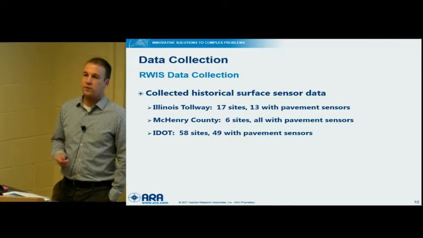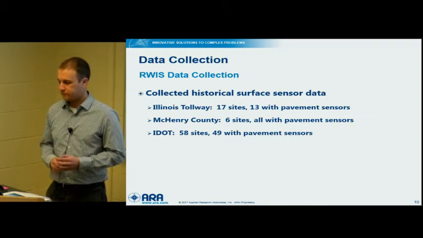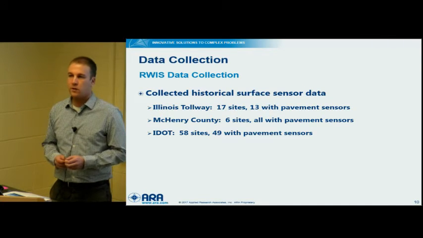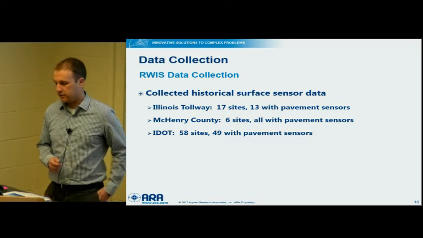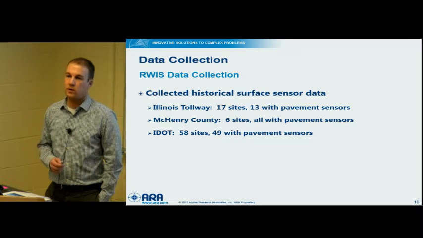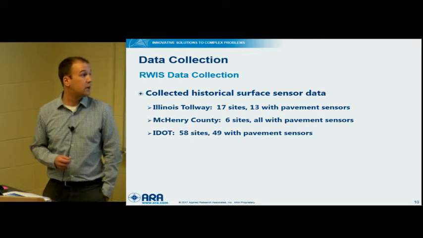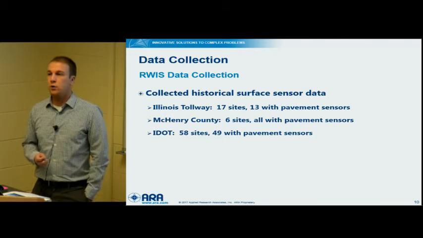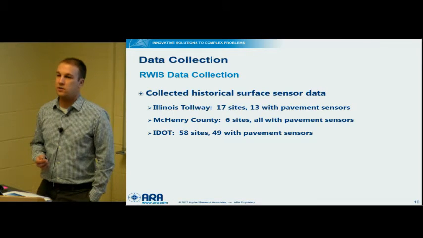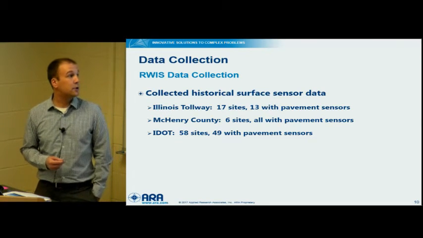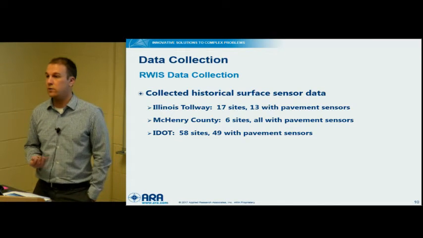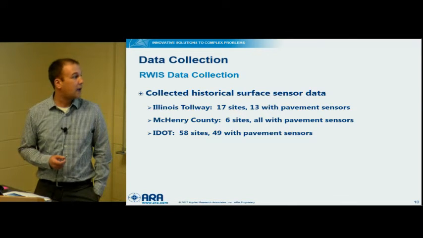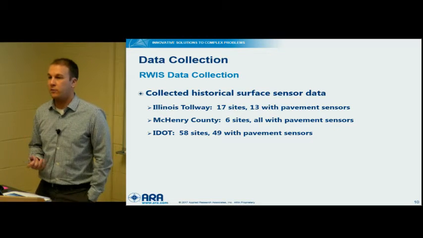So first we needed to collect all the actual road weather information system data. So they are scattered throughout the state. We looked at different agencies. So we worked with the Illinois Tollway, McHenry County, and Illinois Department of Transportation to look at all of their RWIS stations across the state. The Illinois Tollway has 17 sites, only 13 with pavement sensors. McHenry County has 6, all of them have sensors, and IDOT has 58, and 49 of them have pavement sensors.